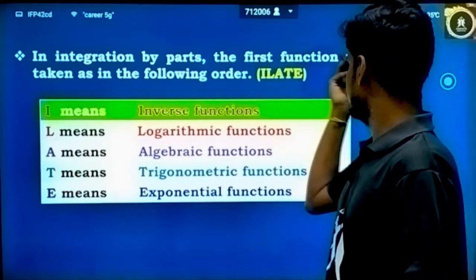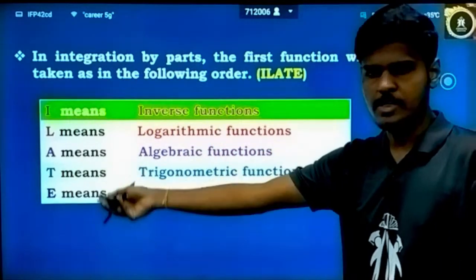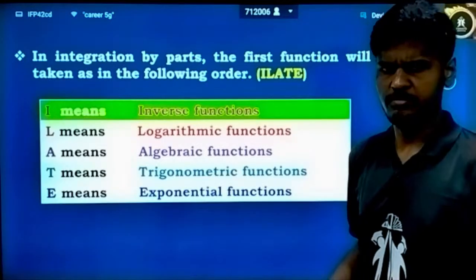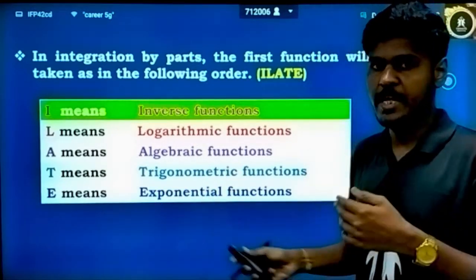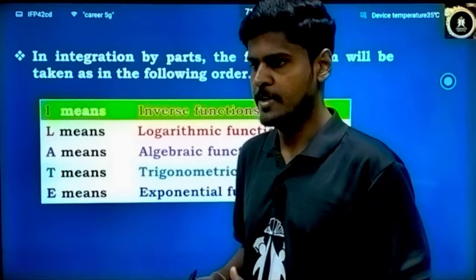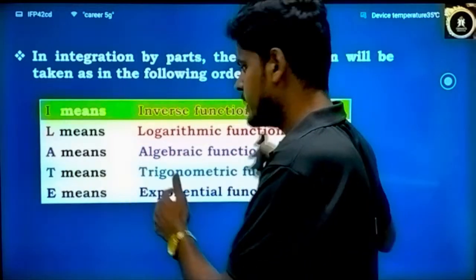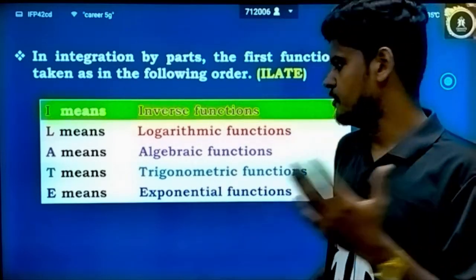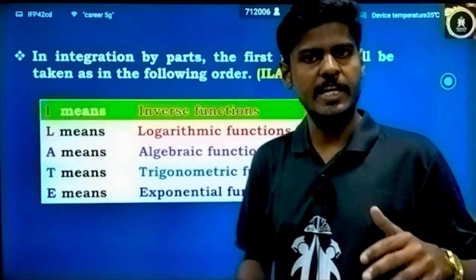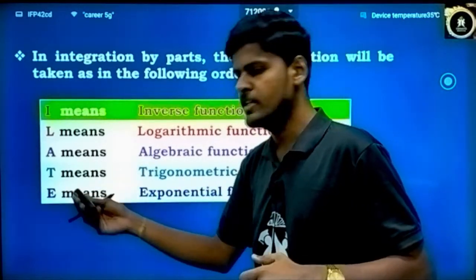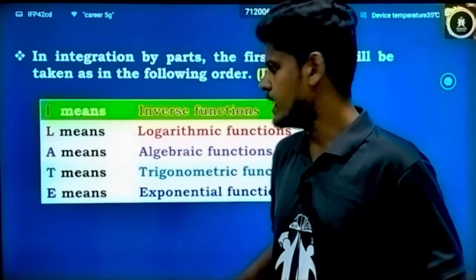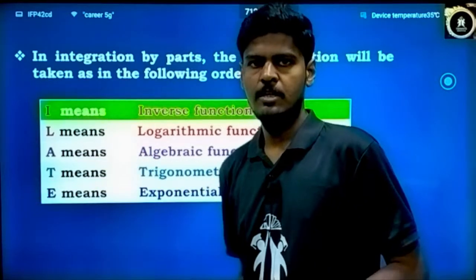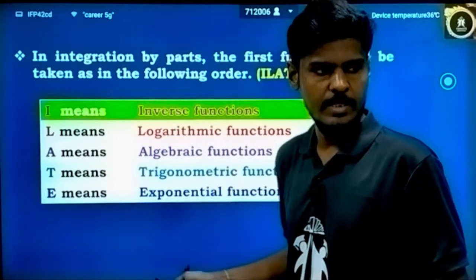So in integration by parts, we will choose the first function in this order. This is not always applicable. Mostly it is applicable, but there are functions where the integration does not stop at any point. Exponential functions will never end, and trigonometric functions will never end. In those cases, you can choose any one of these functions as the first function. But other than that, most of the time, we will choose the first function in this order, as given by this table.